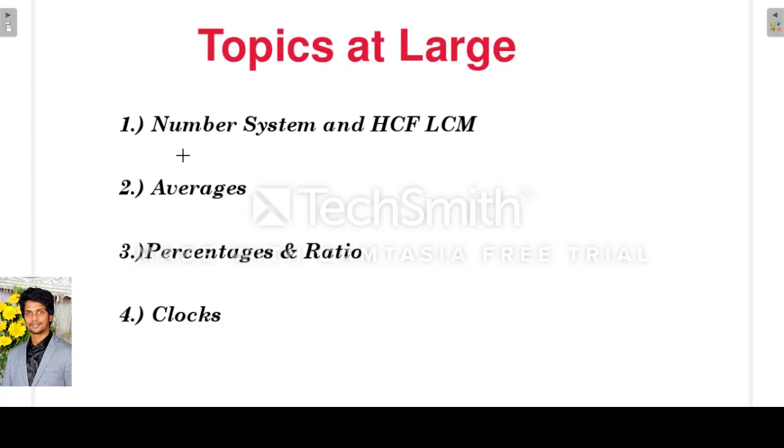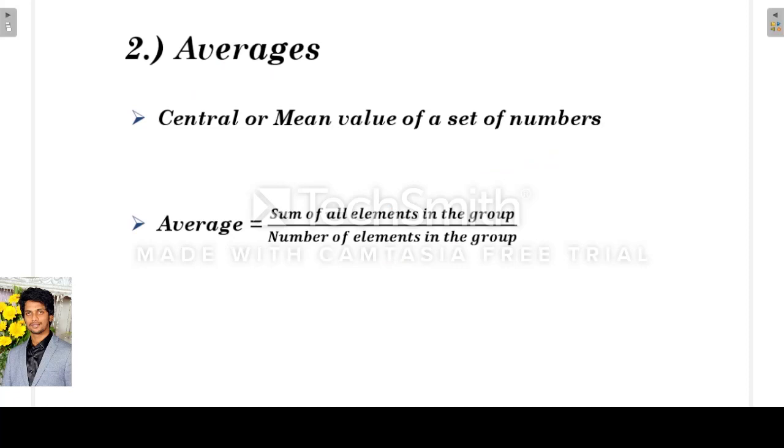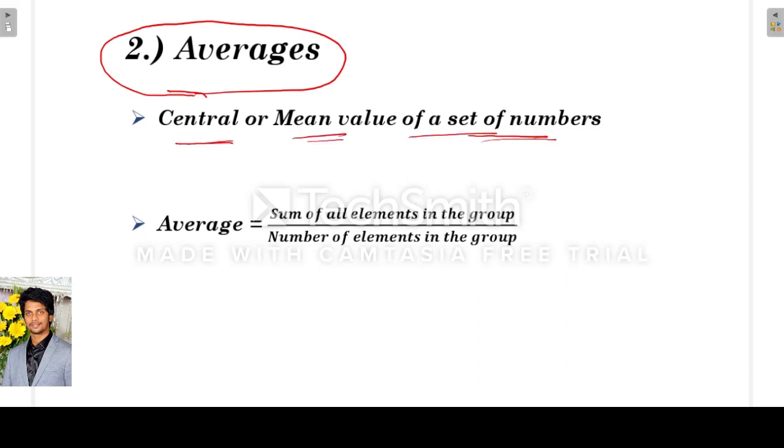So the number system and HCF and LCM topics were done in the first video, and in this video we shall discuss these three topics. So first is averages. What is an average? Average is the central or mean value of a set of numbers. When there is a set of numbers, the average represents the central or mean value.